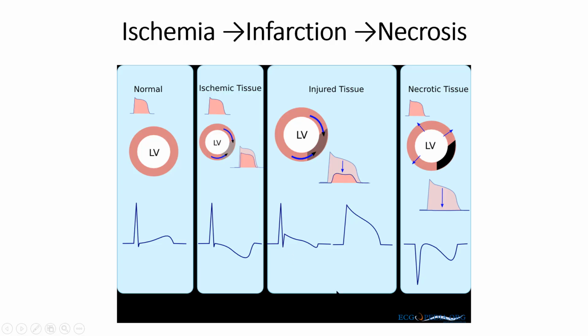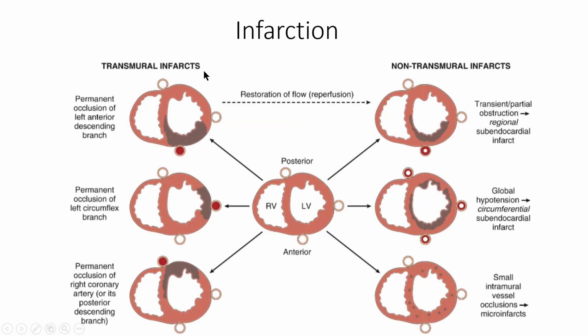If that reduction in arterial blood flow to the heart produces infarction and nothing is done to intervene on it, it will progress to necrosis, which is irreversible damage of the heart muscle, and sometimes that can be associated with changes in the electrical axis of the QRS. If I can direct your attention to the left side of the graphic, on the left-hand side we have what are called transmural infarcts.